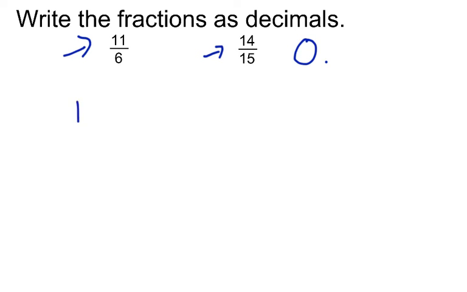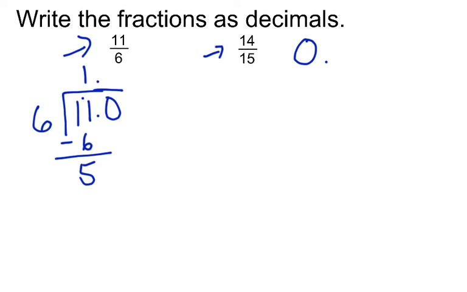Okay, let's go over these. So 11/6 is the same as 11 divided by 6. 6 can go into 11 one time. 1 times 6 is 6, and then 11 minus 6 is 5. So I have a remainder, so I'm not making it 5/6 because I don't want it as a fraction. I want it to be a decimal. So I have to add a 0, add a decimal place, and bring it down.